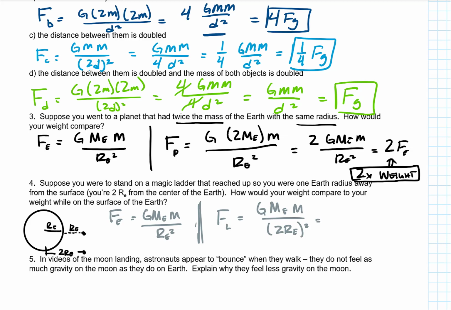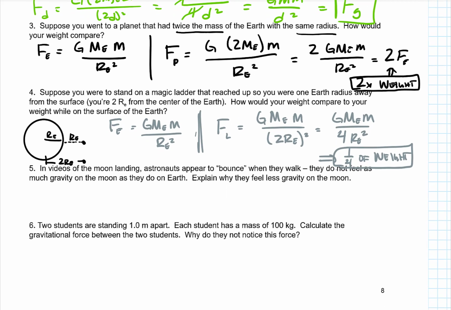When you do that, the force of gravity doesn't go away. The force of gravity is now G times the mass of the Earth times your mass over 4 r_e squared. You have 1/4 of your weight now. Your mass is still the same, but you are far enough away that you have 1/4 of your weight.